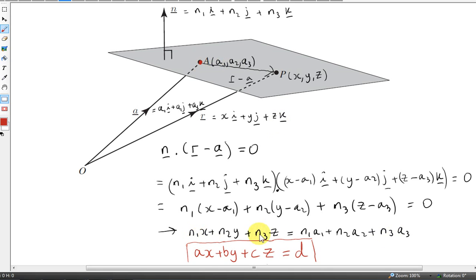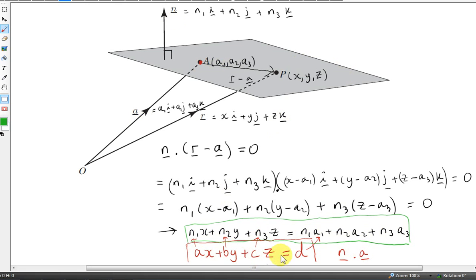So now we see that the equation of our plane can be written in this form. Comparing, we see that A is actually n1, B is n2, C is n3. So A, B and C are the components of any vector that's perpendicular to the plane. What about the constant D? Well, if you look at this thing here, this is none other than the dot product of vector n with vector A.